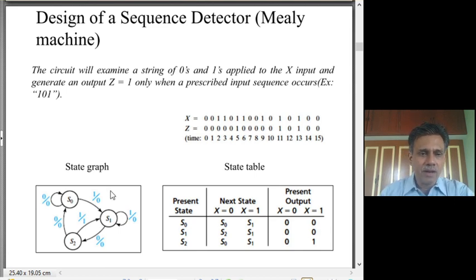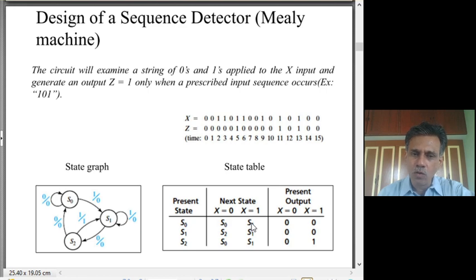So this is a different way of writing out the state graph. Suppose there are three states, S0, S1, S2. Present states can be S0, S1, S2. And the input X can be 0 or 1. For each of these cases, we write down the next state. So from S0, when the input is 0, we remain in S0. When the input is 1, we go to S1, which is given here.